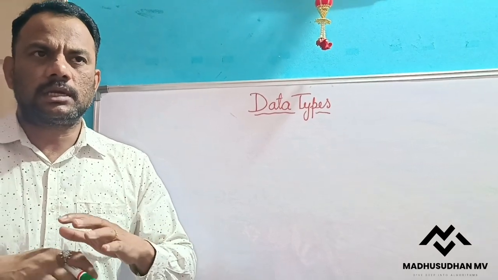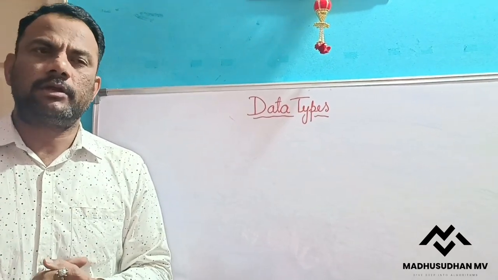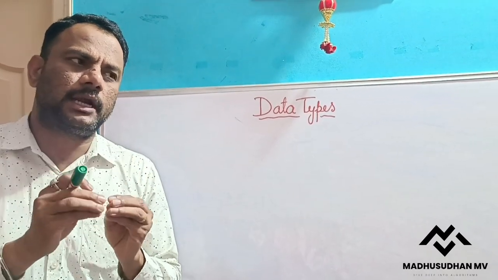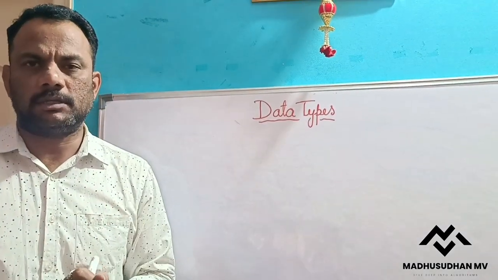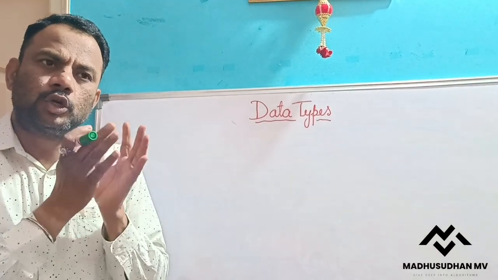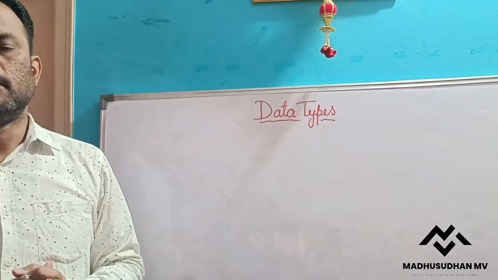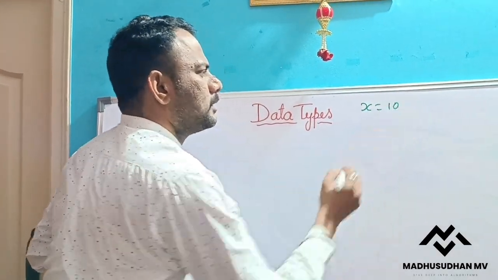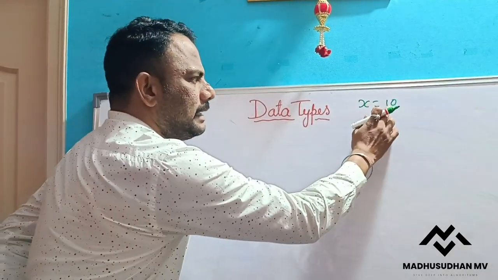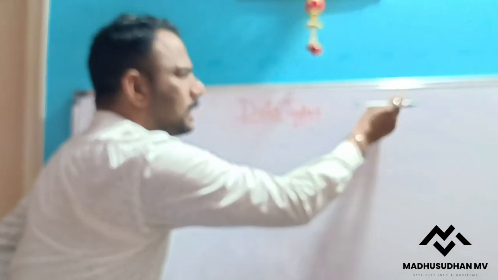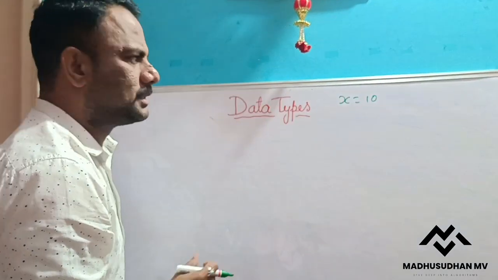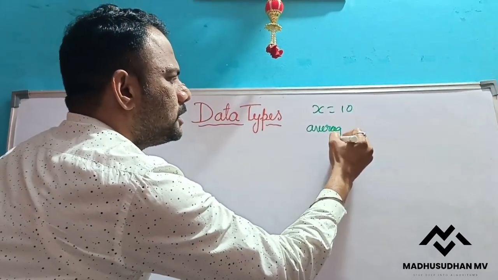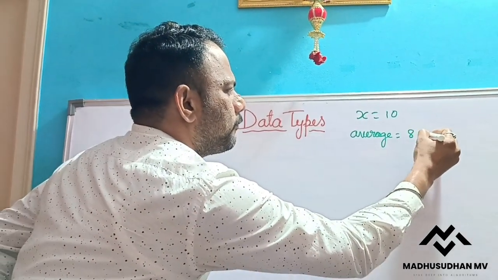We use different types of data, and whenever we use data, we do not use it as it is. We need to store the data in some variables. That means we use variables to hold these different types of data. For example, let x be equal to 10. Here 10 is the data or number that I am storing in the variable x. Similarly, let average be equal to, say, 8.5.